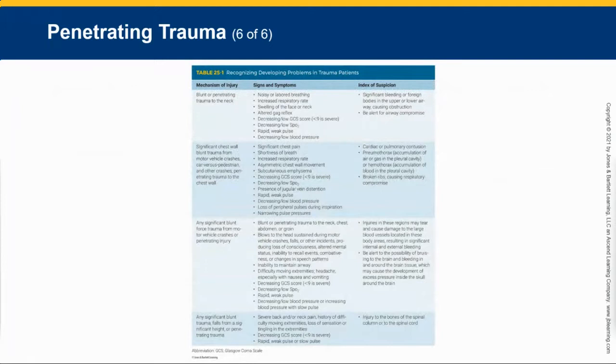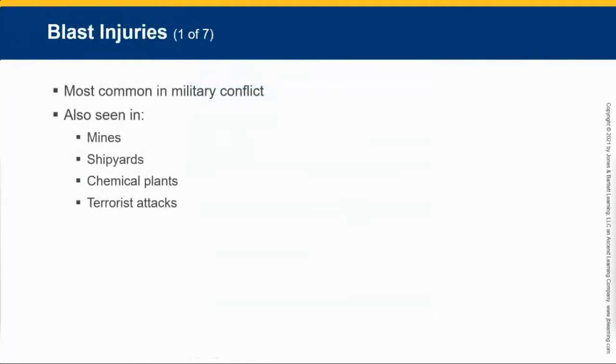Here's a nice chart for penetrating trauma. You can read this at your leisure. It covers blunt or penetrating trauma to different parts of the body, from the neck to the chest or whatever, and the signs and symptoms associated with it and what your index of suspicion would be. This is located here, you can pause, or you can review it in the standard PowerPoint that's non-narrated.